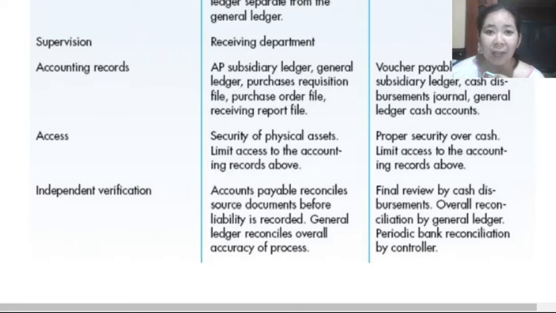For independent verification, under the purchases, accounts payable will be reconciled to our source documents before this liability or accounts payable will be recorded. General ledger will also be reconciled with the overall accuracy of the process. For cash disbursement, there should be a final review by the cash disbursements officer, and overall reconciliation by the general ledger should be maintained. And there should also be a periodic bank reconciliation by the controller to make sure that all disbursements are appropriate and authorized.